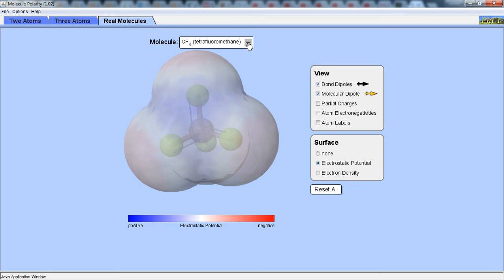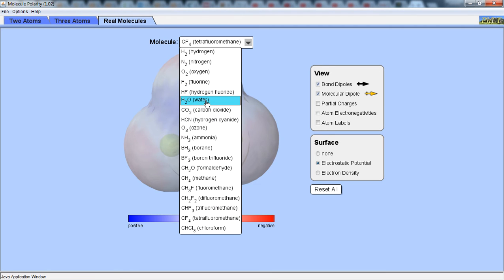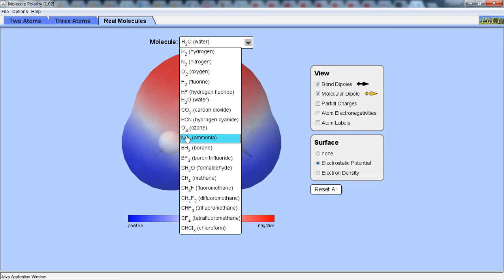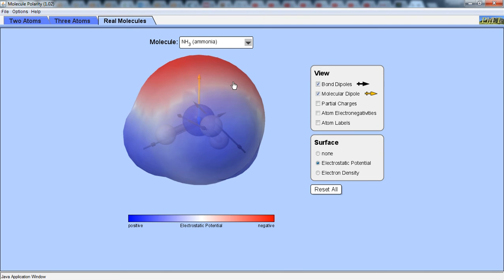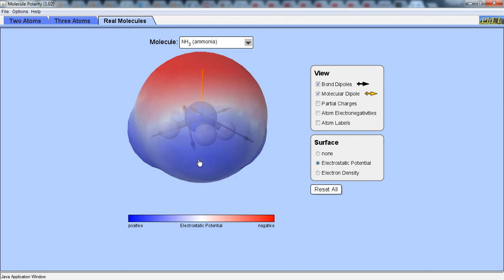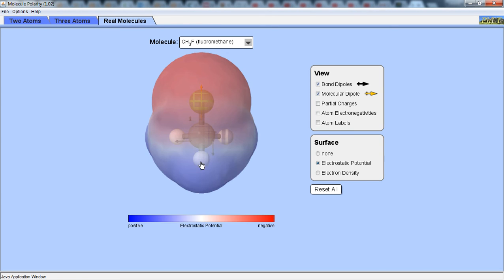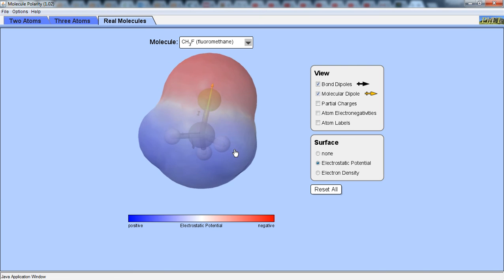However, if I compare this with, say, water, have a look at how intense the positive side is compared to the negative side. Or take ammonia, which again is very intense red and blue, although not as much as water. And that's why, even though, for instance, CHF is polar, it is not particularly soluble in water at all, because there's not such a big polarity difference.